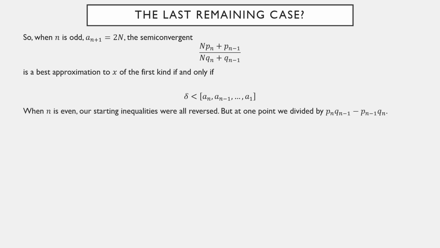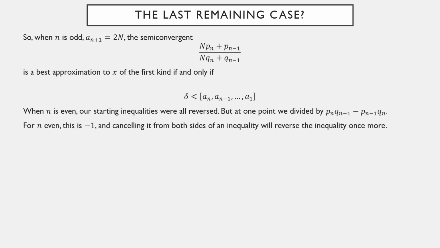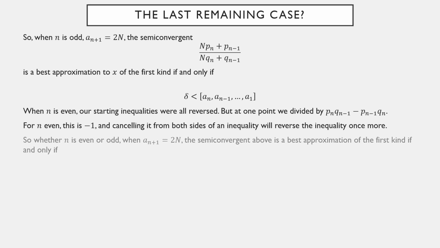What happens when n is even? All of our starting inequalities will end up reversed. We made that comment a while back. But at one point, we did in fact divide out by pn qn minus 1 minus pn minus 1 qn. When n was odd, this was dividing by 1 and it did nothing. But when n is even, we'll be dividing by minus 1. So when we cancel it out from our inequality, we'll reverse the inequality back to the same direction as in the case when n was odd.